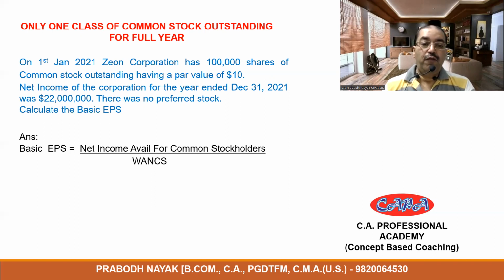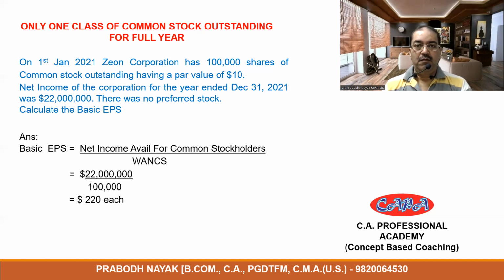100,000 shares are there from the beginning, from 1st of Jan to the end of the financial year, that is December 31st. There is no fresh issue during the year. There is no other transaction during the year relating to shares. So $22 million divided by 100,000 shares, you will get the answer as $220. So the earning per share is $220 per share. Okay, quite simple.